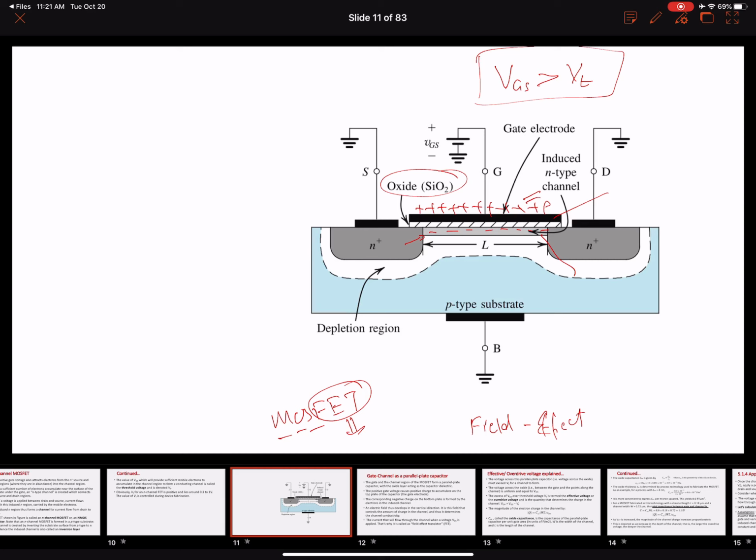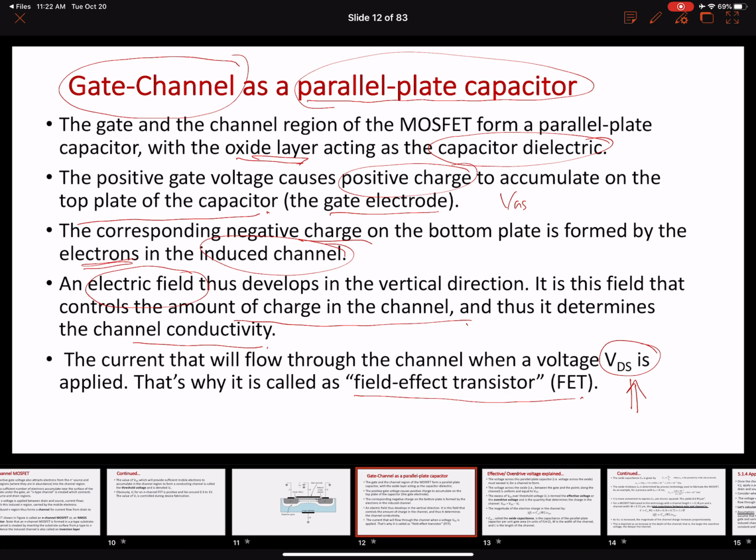Once this channel is induced and we end up accumulating these negative charges in the channel, if we apply a small VDS here, in which the drain is positive compared to the source, it is going to start attracting all of these electrons. When these electrons are attracted, a current is going to flow from drain to the source. So when we apply a VDS, this will establish an electric field between the drain and the source terminal. This electric field essentially will conduct the current. That is why this is known as a field effect transistor. We're going to come back to this point in more detail.